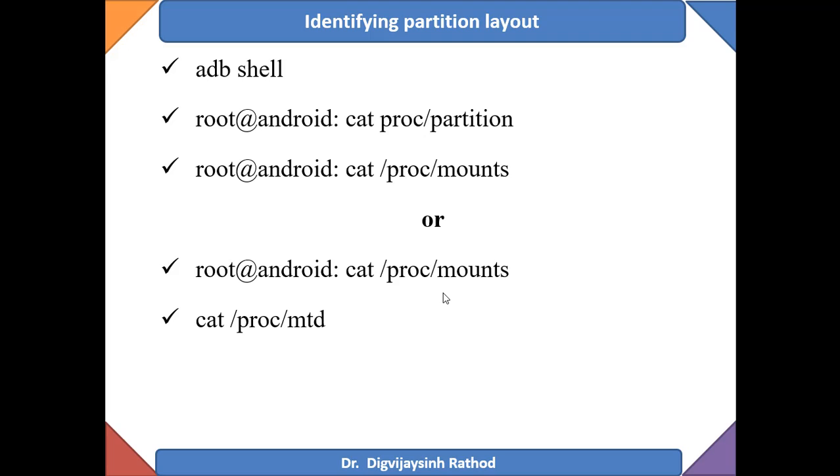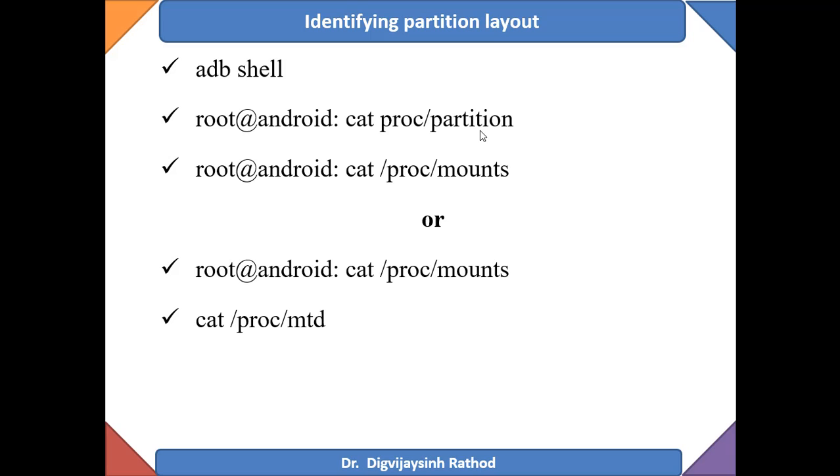I have listed everything. So if you really want to identify the partition layout, then first you need to connect your mobile phone, root your mobile phone, and run adb shell. You need to enter the shell of your Android phone. Once you enter the Android shell, you just need to write cat /proc/partitions. That's it. This will give you the list of the partitions with their details.